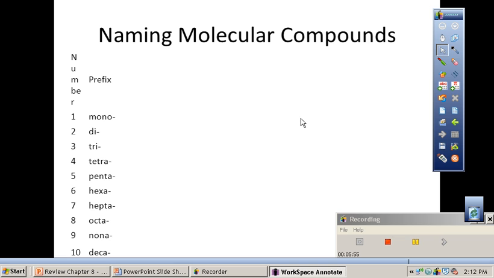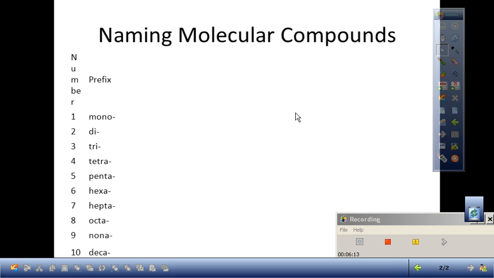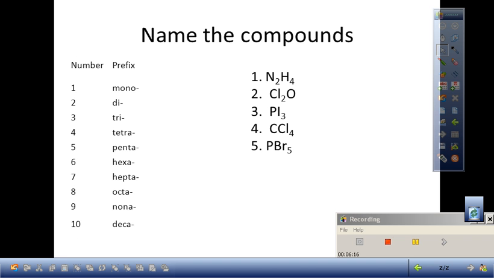All right, lastly, we're going to name some molecular compounds. Remember, with naming molecular compounds, we got to use prefixes. We never ever use these prefixes for ionic compounds, just covalents. All right, so all we have to do is use the prefixes. Let me show you the first one here.